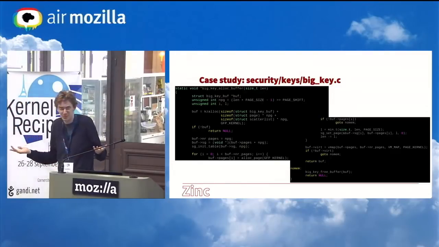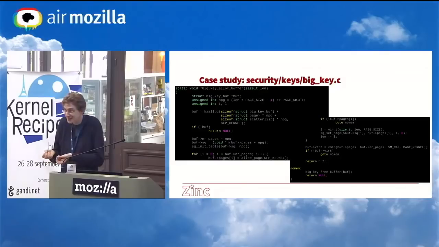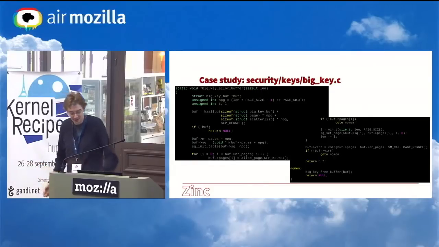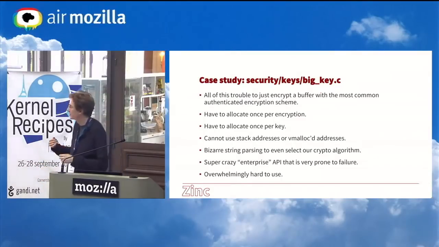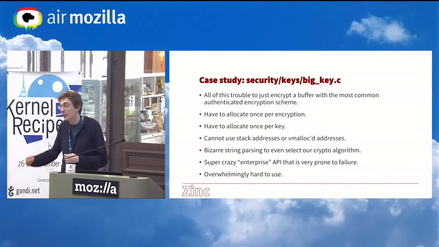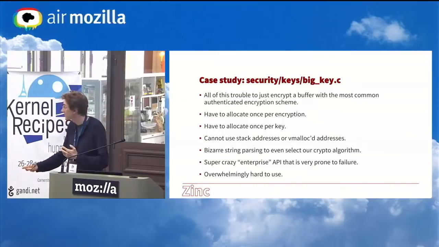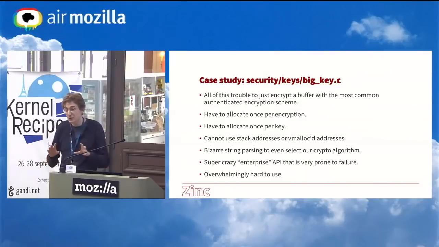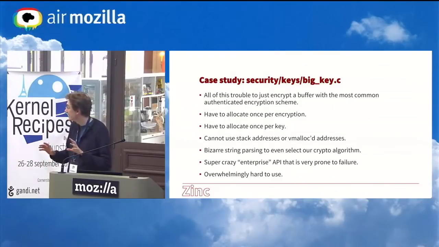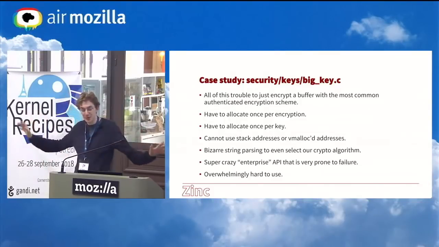But really, we're in Bigkey, which is some tiny little thing, and all of this just to encrypt a buffer. This seems a little bit ridiculous. So just to recap on what's required here: we've got to allocate once per encryption. You have to allocate once per key or take mutexes. You can't use stack addresses, can't use vmalloc addresses. You have this bizarre string parsing situation, even to choose which algorithm you're going to have. The whole thing is this enterprise API.